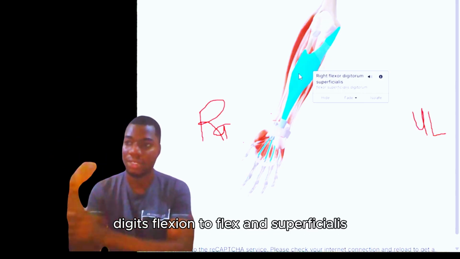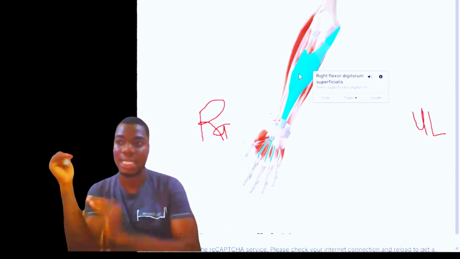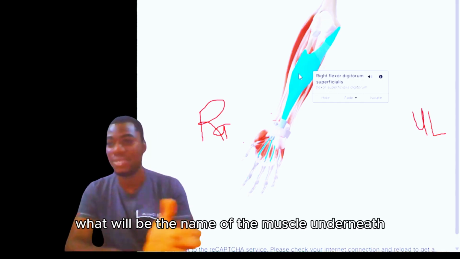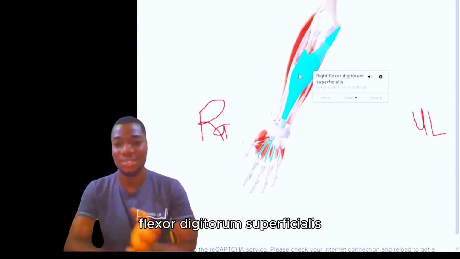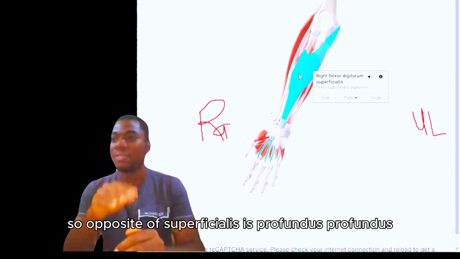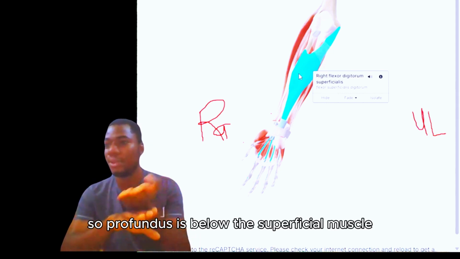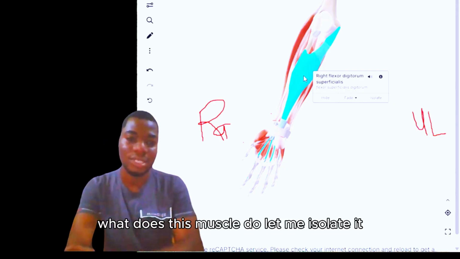Digitorum, digits, flexion, to flex, then superficialis, that's in the superficial layer. So there will definitely be a muscle underneath it. What will be the name of the muscle underneath flexor digitorum superficialis? So the opposite of superficialis is profundus. So profundus is below the superficial muscle. What does this muscle do?